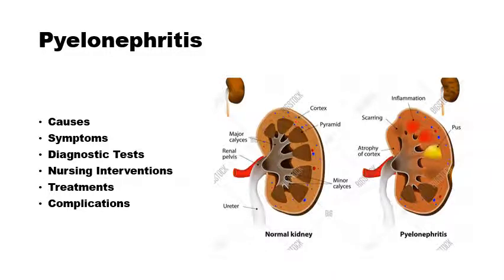And of course, they need to complete their entire course of antibiotics, and they're going to look for complications of septic shock, acute respiratory distress syndrome, and preterm labor. So pyelonephritis can very easily put a pregnant lady into preterm labor.